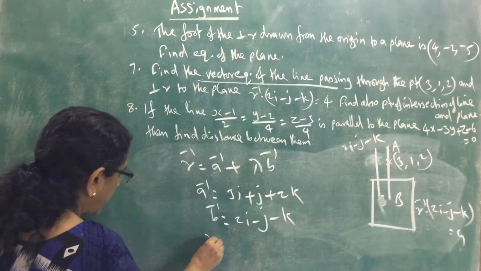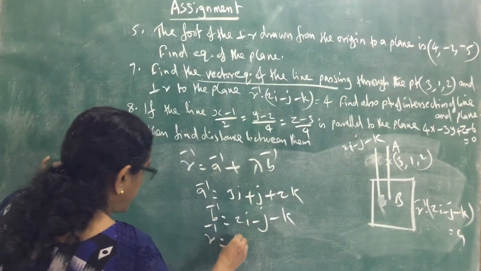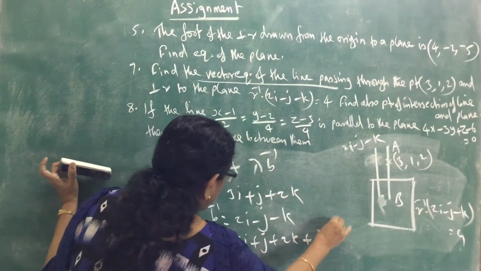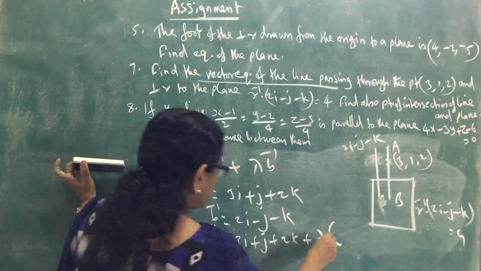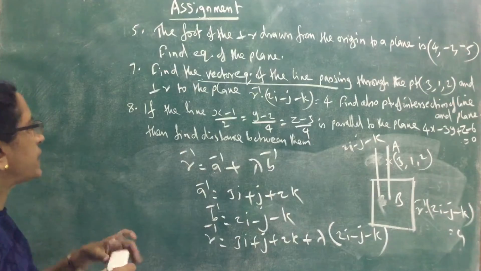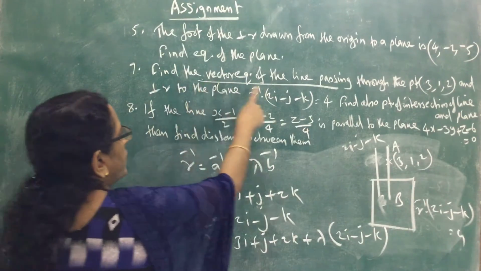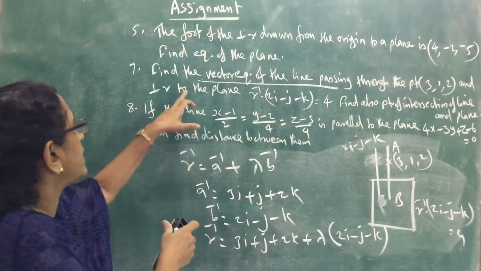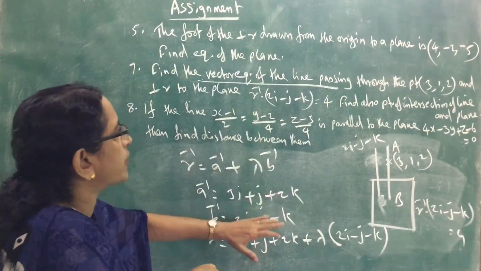So vector r equal to vector a, that is 3i plus j plus 2k, plus lambda into vector b, that is 2i minus j minus k. So we got the equation of the line. We got the vector equation of the line passing through (3, 1, 2) and perpendicular to the plane. So we got the first answer.